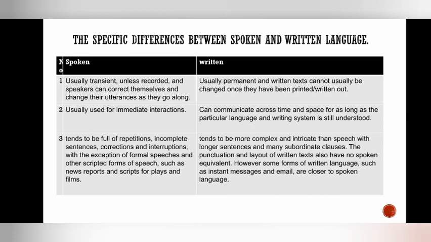but the written language can communicate across time and space for as long as the particular language and writing system is still understood. The spoken language tends to be full of repetition, incomplete sentence, correction, and interruption, with the exception of formal speech and other scripted forms of speech, such as news reports and scripts for plays and films.